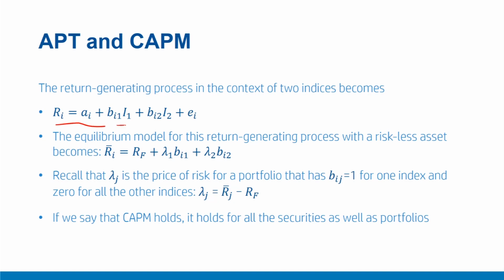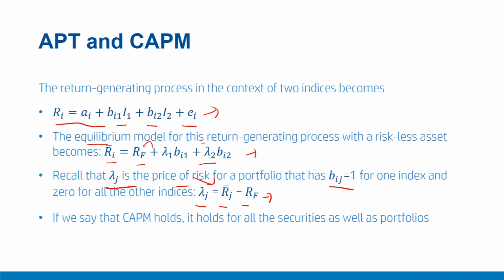Ri equal to alpha i plus bi1 into I1 plus bi2 into I2 plus ei. Ei here is the residual. The corresponding APT equilibrium model for this return generating process is Ri bar equal to Rf plus lambda 1 into bi1 plus lambda 2 into bi2, where the assumption is that the risk-free rate Rf is available. Please remember here lambda j is the price of risk for a portfolio where bij equal to 1. That means the portfolio has a sensitivity of 1 for one index and 0 for all the other indices. And for that index j, lambda j equal to Rj bar minus Rf, that price of risk.